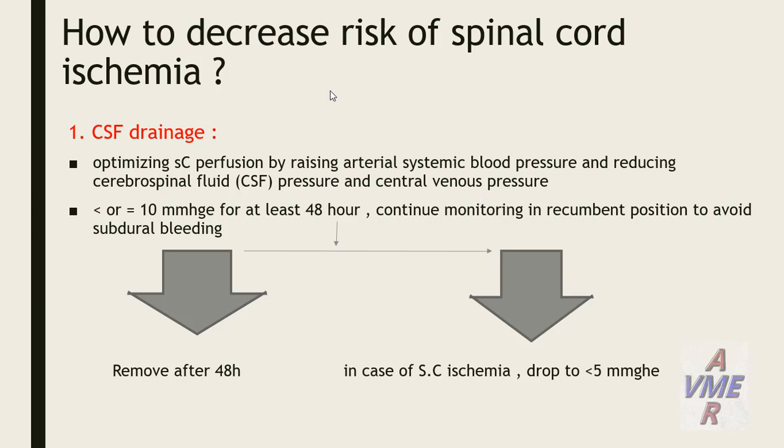The first tip is CSF drainage. We have to optimize spinal cord perfusion by raising the systemic arterial blood pressure and reducing cerebrospinal fluid pressure and central venous pressure. You have to keep the pressure at or below 10 mmHg for at least 48 hours and continue monitoring in a recumbent position to avoid subdural bleeding. Later on, either remove the drain after 48 hours, or in case of spinal cord ischemia, drop the pressure to less than 5 mmHg.